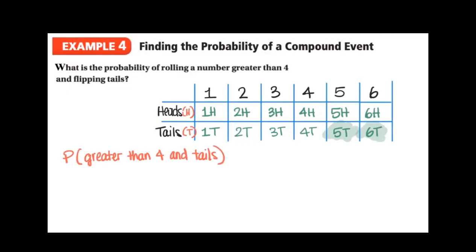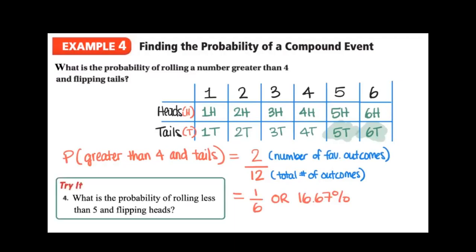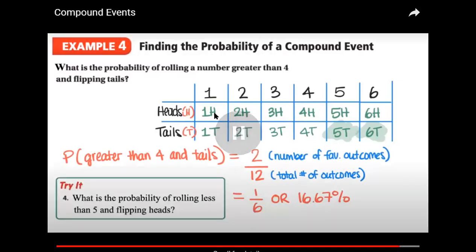So greater than 4 and tails, we have 2. So the probability of greater than 4 and tails will be equal to the outcomes, which are 5 and tails and 6 and tails. So it will be 2 out of 12, which in simplest form is 1 out of 6. So we write 2, the numbers which are more than 4 on the die, and with tails. So it will be 1 over 6, and we can multiply it by 100, so we find it in percentage.